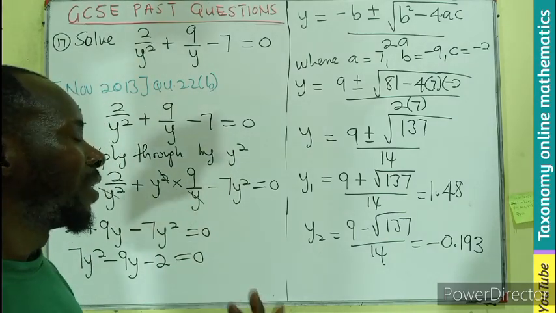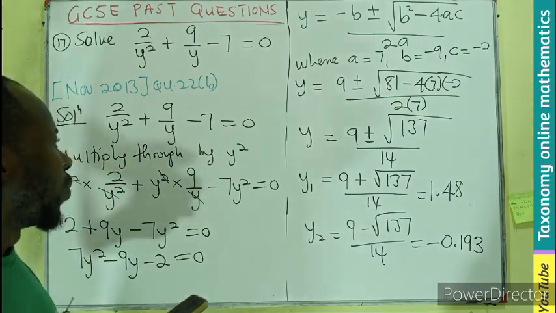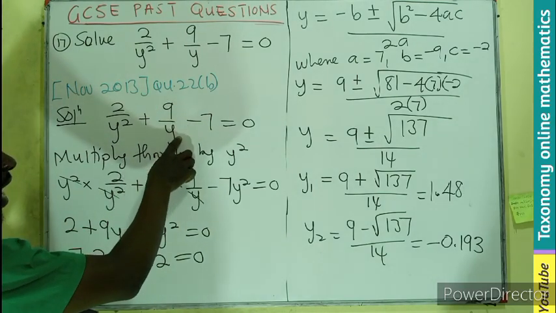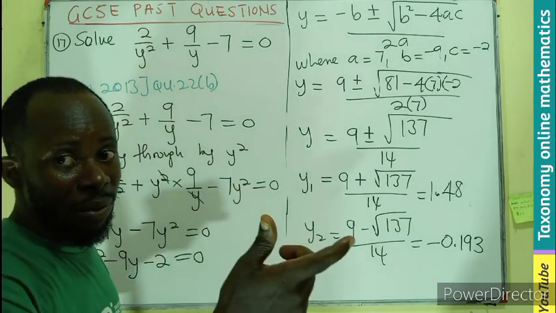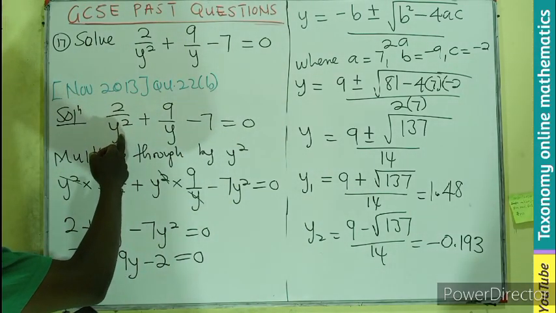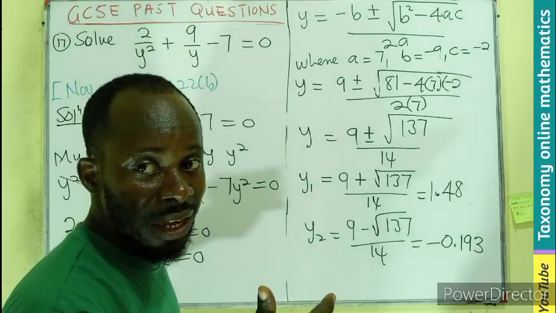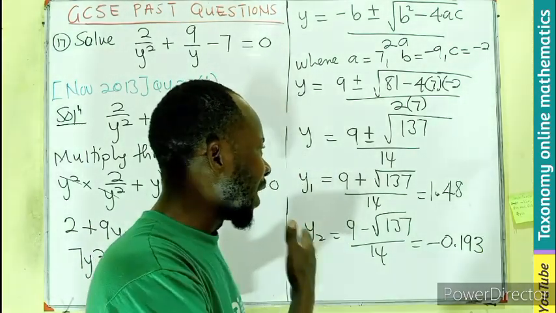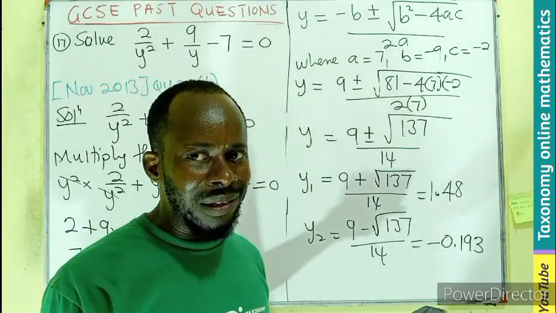We can also find different ways by which we can do that, by replacing 1 over y with a different variable, like let's say x. So 1 over y squared will become x squared. 2x squared plus 9x minus 7. You will still come back and introduce y into it. You get the same answer.